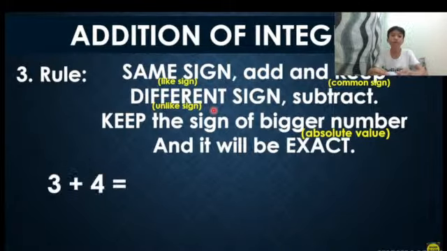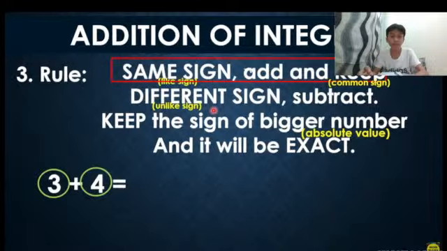Okay. Let's have an example, positive 3 and positive 4. Pareho silang positive. So, anong gagawin? Same sign sila, add. 3 and 4, that is 7. And then, keep. Keep yung common sign. Ano ba yung common sign? Okay, pareho silang positive. So, your answer is positive 7.